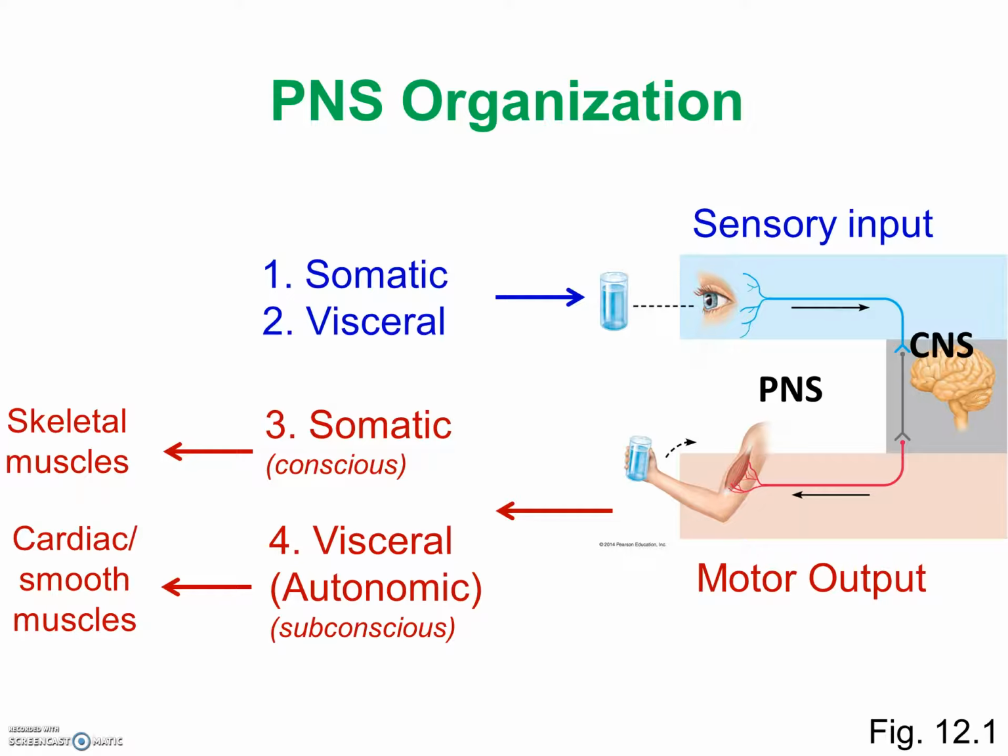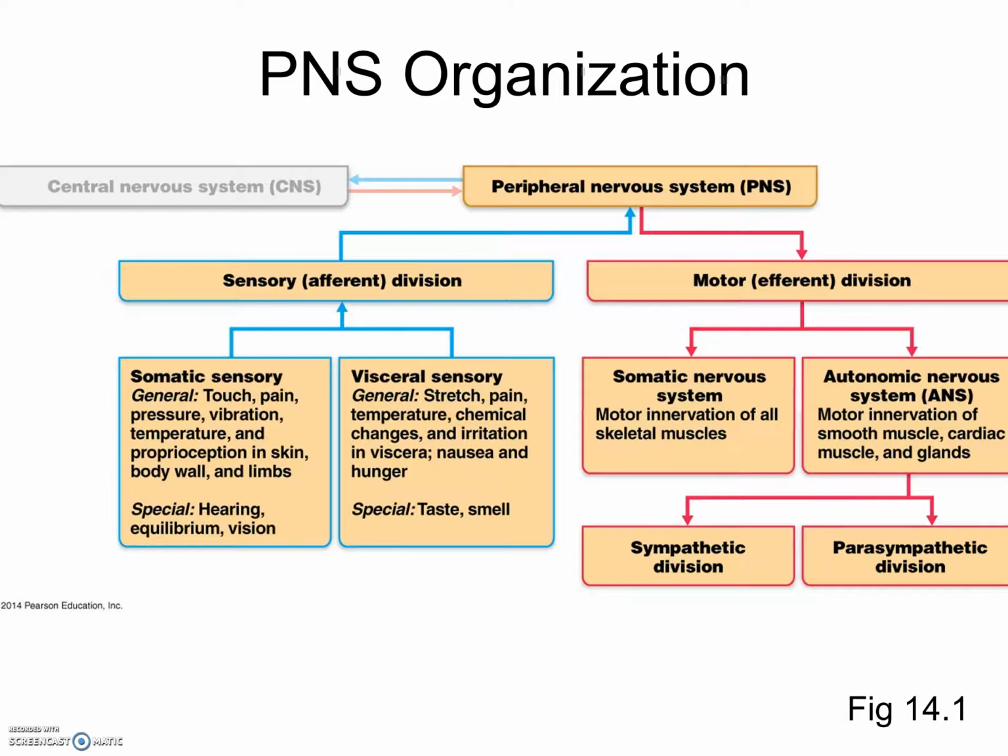So we're going to deal today with the peripheral nervous system and the organization that we have here. Your book shows this same thing in this figure 14.1. It shows you the peripheral nervous system divided into the sensory and motor divisions. And then the sensory input can either be somatic or visceral, and the motor output can either be somatic or autonomic. So again, same exact thing.